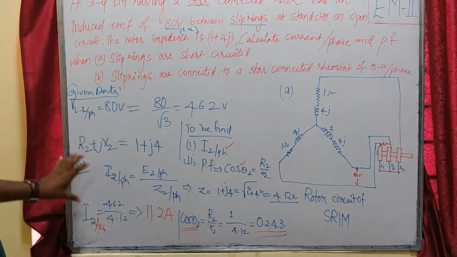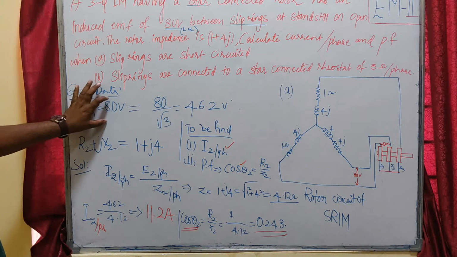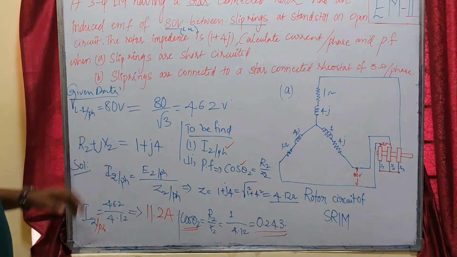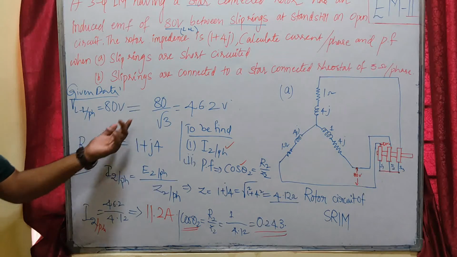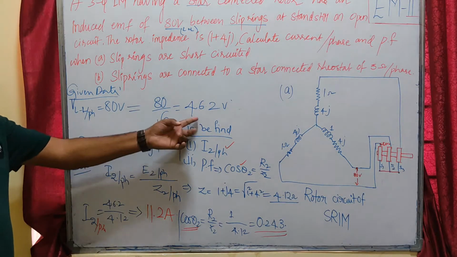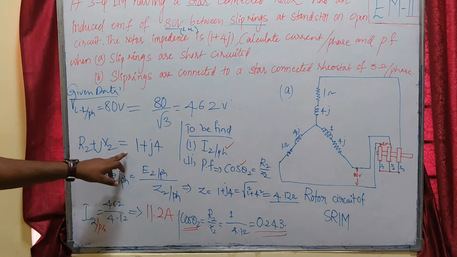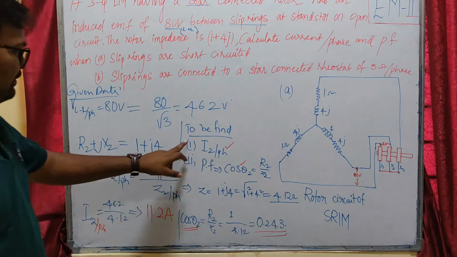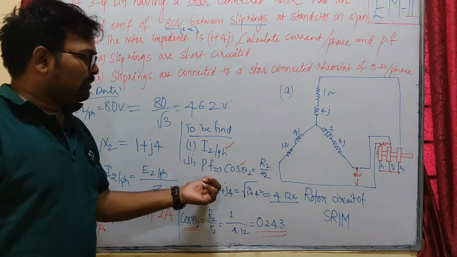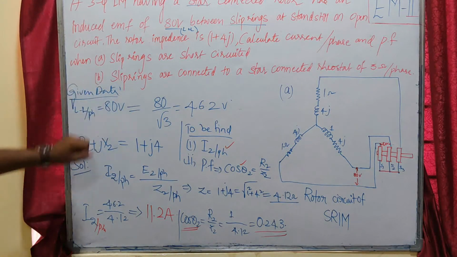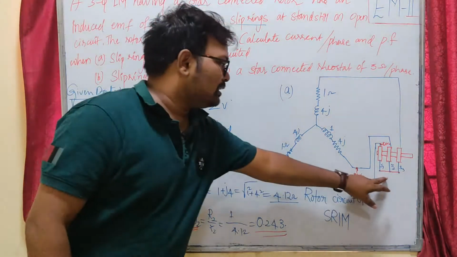So what did we find? We converted the line voltage given between the slip rings to phase voltage first, which can be done because it is a star connected rotor. The phase voltage equals line voltage by root 3, that is 46.2 volts, and we have the rotor impedance R2 plus jX2 equal to 1 plus j4. We have to find the rotor current and rotor power factor at two conditions. The first condition is when the slip rings are short circuited, which I have now found.